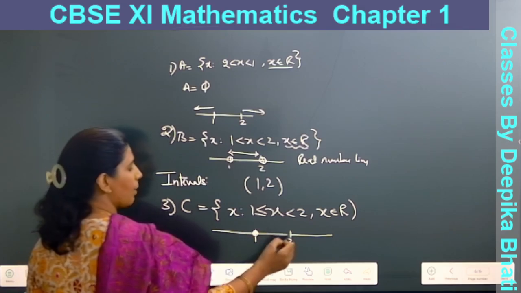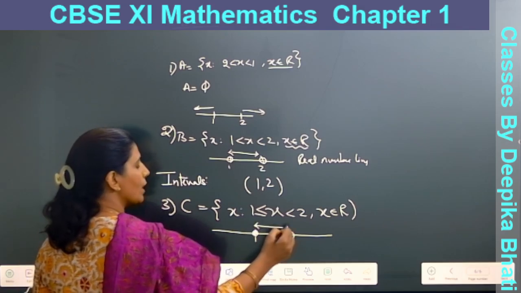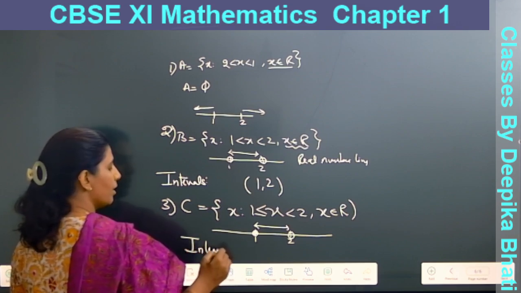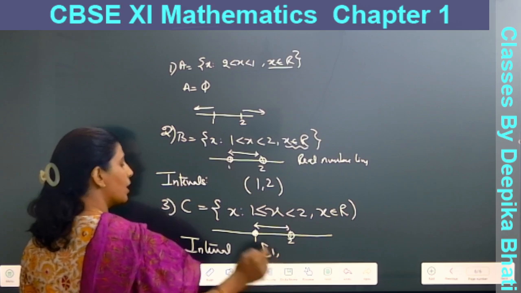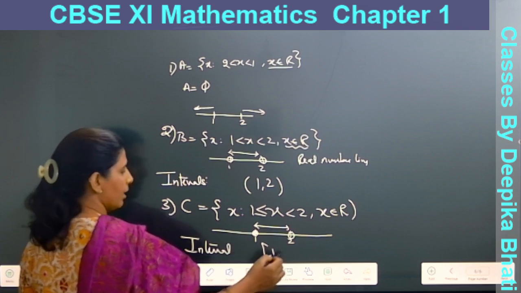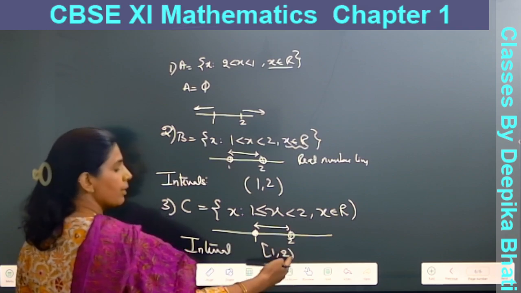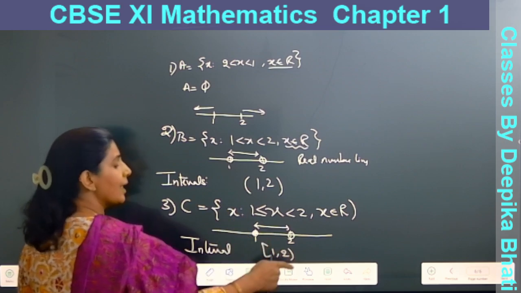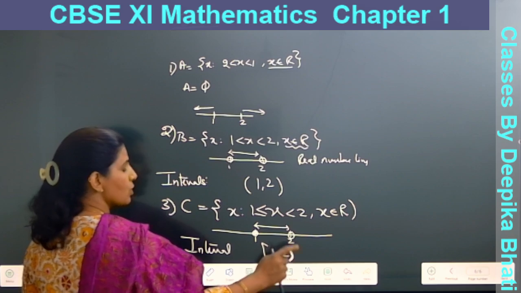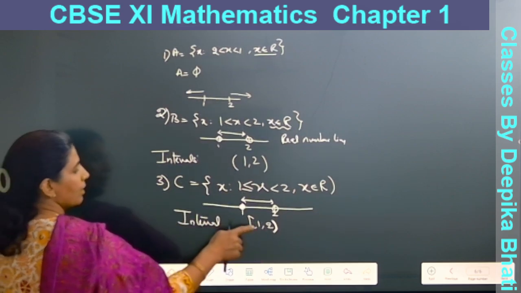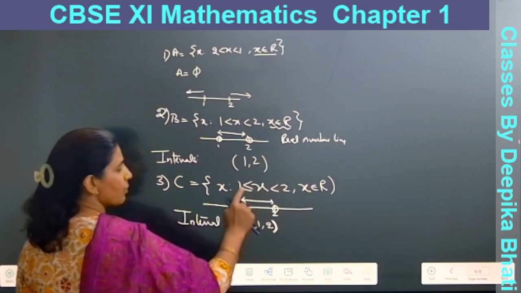Again, on the number line I am plotting all the numbers between, including 1. So the interval should be a closed bracket 1. Closed bracket represents inclusion. This represents exclusion. 1 is included till 2, which is open, so we are not including 2. This set represents all the real numbers in this way.